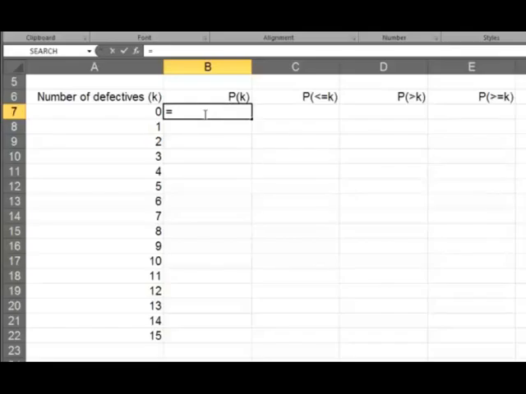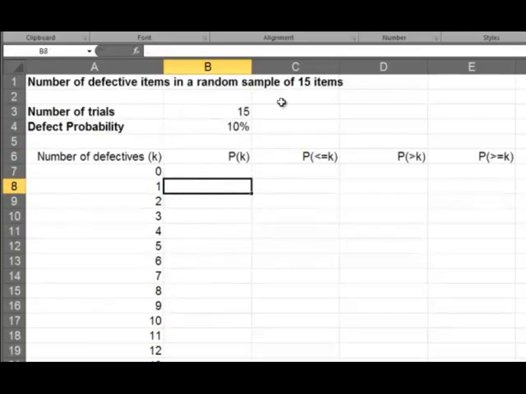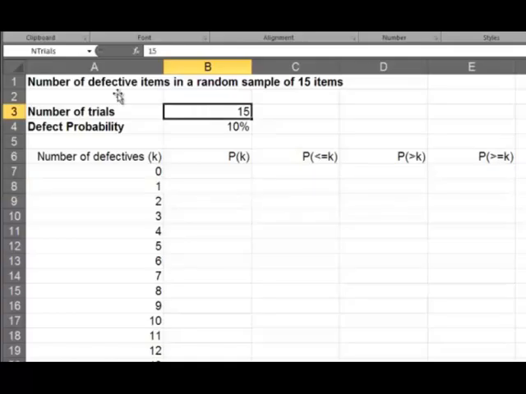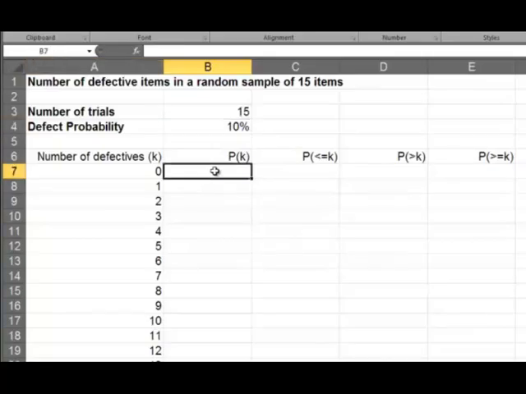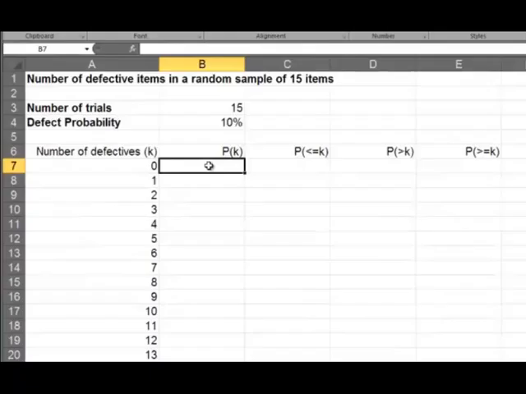That's going to be, whoops, let me just raise something else to your attention. If I scroll up a bit, you can see where I've placed the number of trials at 15, the defect probability at 10%. And I've actually named these in this spreadsheet as N trials and def prob for defect probability. So I'm just going to refer to those cell locations to populate my binomial dist formula. All right, what's the probability of getting 0 defects out of 15, given that I have a 10% defect rate?